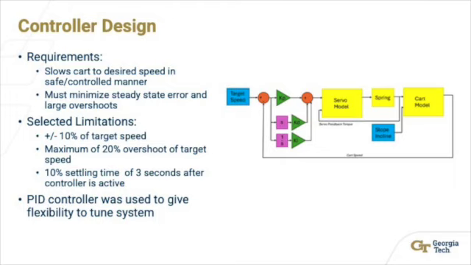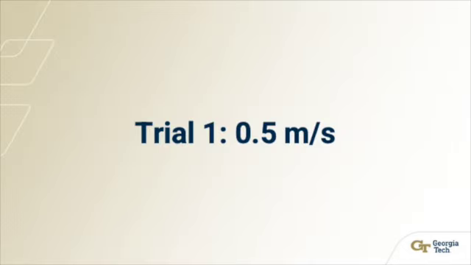The controller requirements were to slow the cart to the desired speed in a safe and controlled manner and to minimize the steady-state error and large overshoots. In order to meet these requirements, we selected the limitations to be plus and minus 10% of the target speed, a maximum of 20% overshoot of the target speed, and a 10% settling time of 3 seconds after the controller becomes active. A PID controller was used to give flexibility to tune the system.